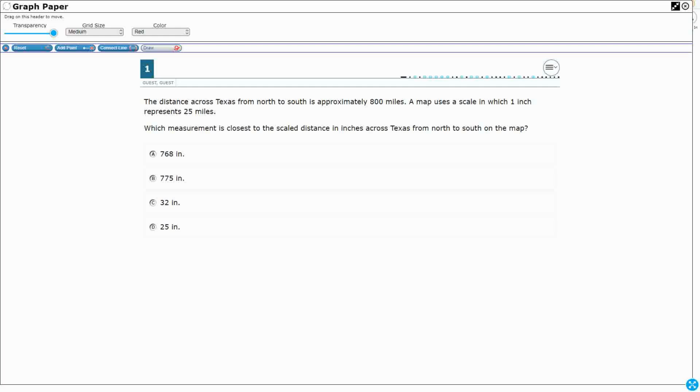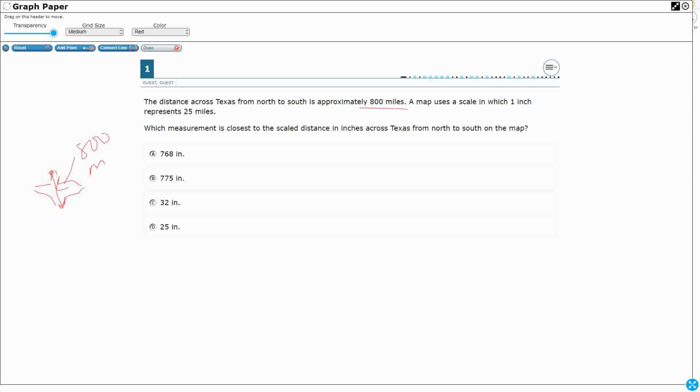So we have distance across Texas from north to south is approximately 800 miles. All right, so if we wanted to draw a little map of what Texas might look like, there we go. It's not quite perfect, but across from north to south, that's the Panhandle, right? All the way down to the border down at Brownsville, about 800 miles. The map uses a scale with 1 inch equals 25 miles.